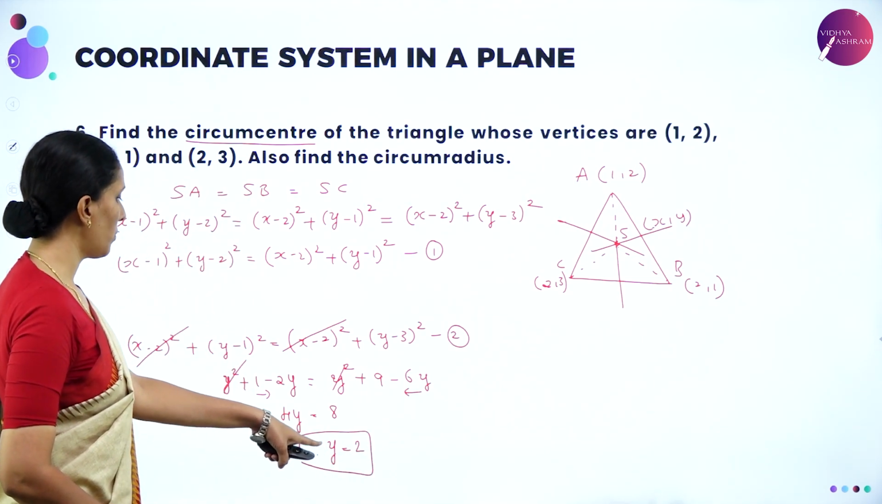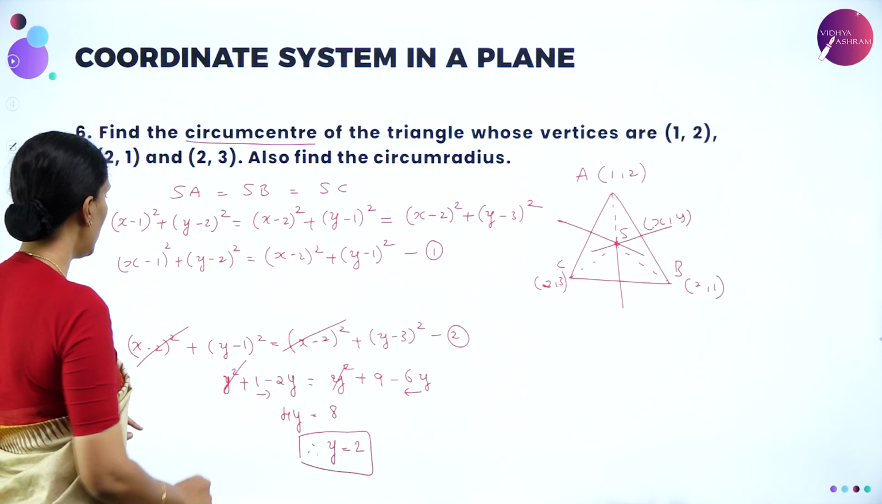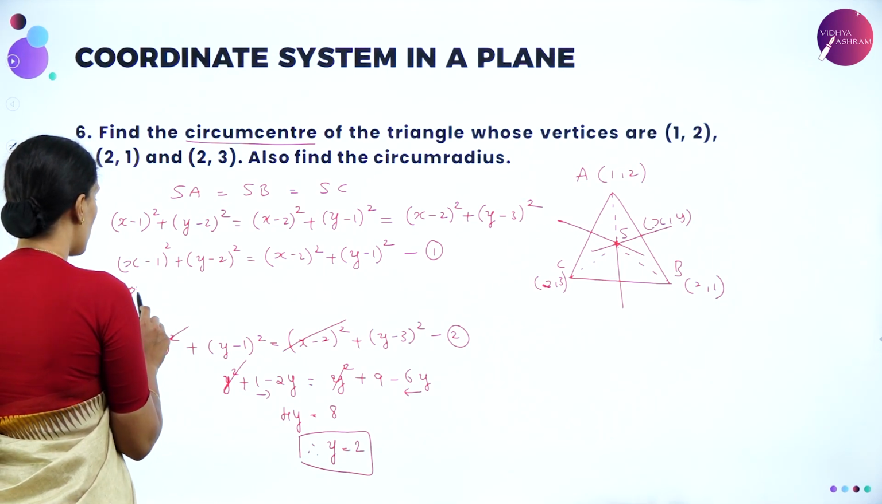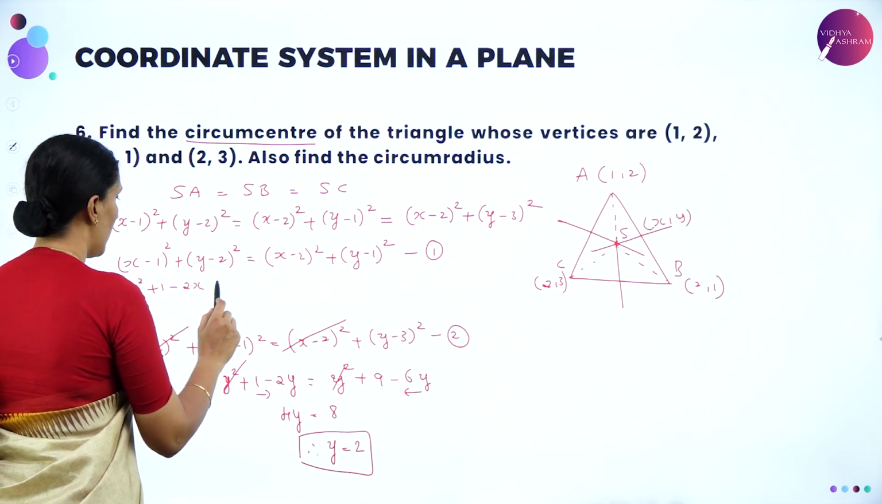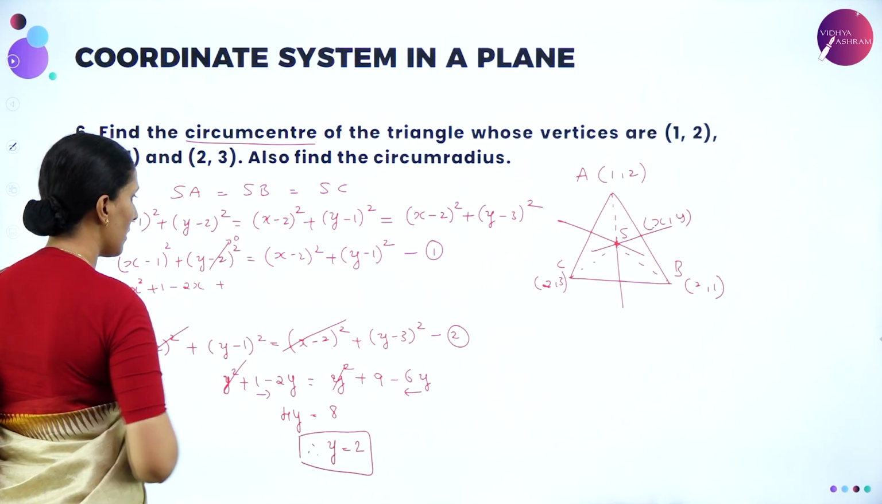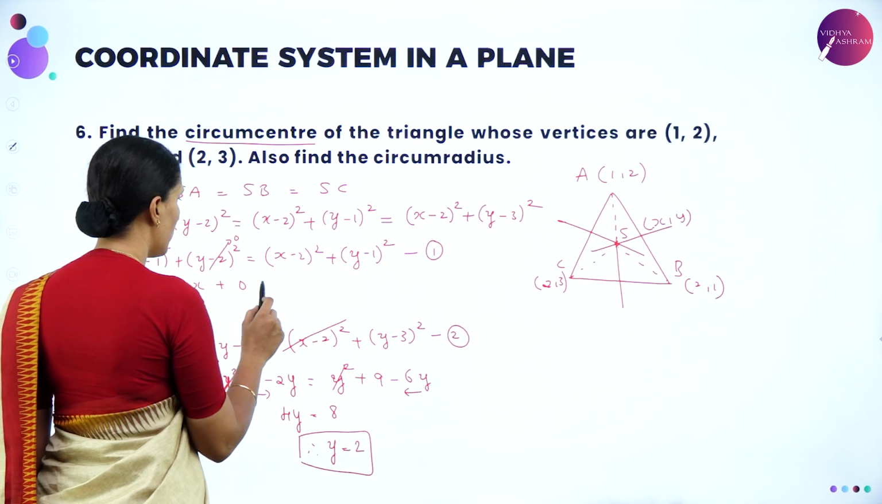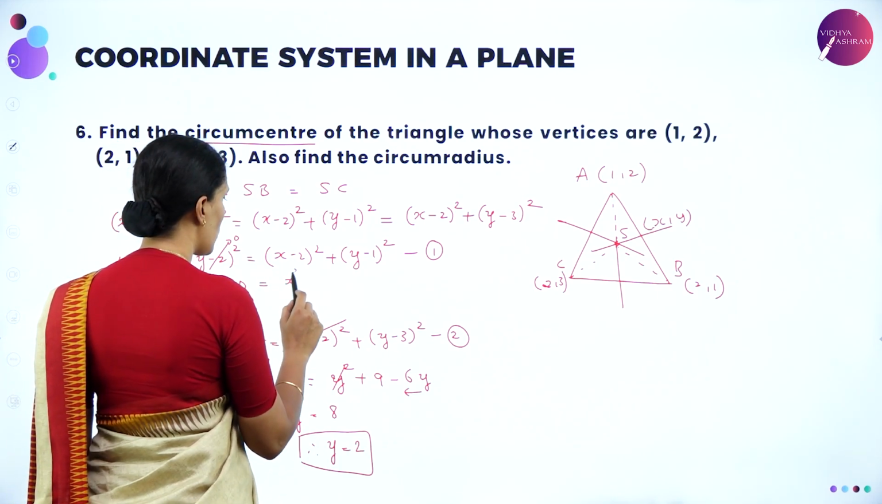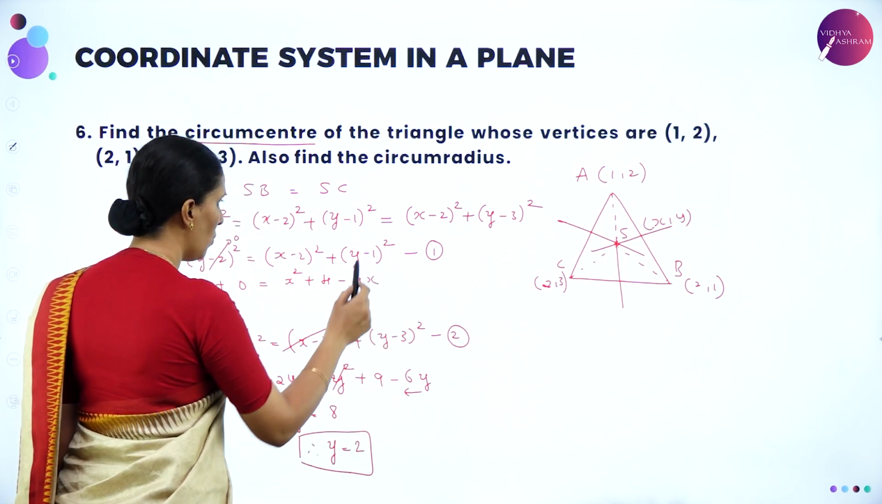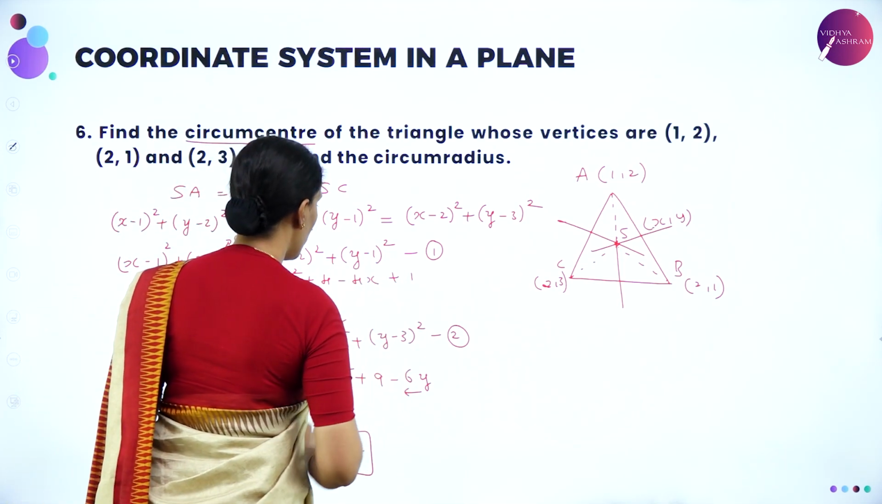Now if I substitute the value y is equal to 2 here and expand (x minus 1) whole square, then it becomes x square plus 1 minus 2x plus, if I take y is equal to 2, this entire thing becomes 0. So 0 is equal to x square plus 4 minus 4x, and 2 minus 1 is 1, so 1 square is 1.